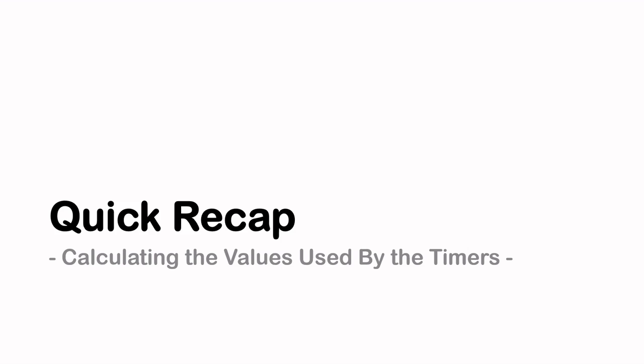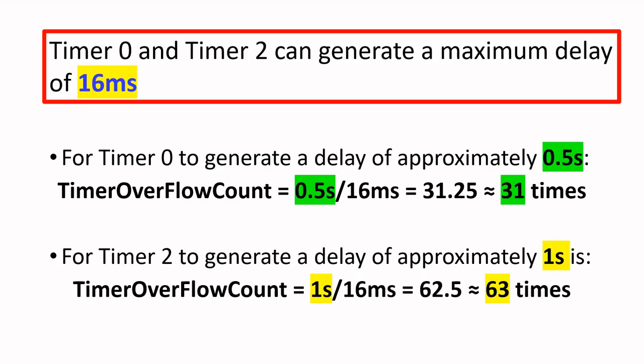Okay, at this point, what I'd like to do is a quick recap of how to calculate the values used by the timers. All right, so for timer 0 and timer 2, the maximum delay that these timers can generate is 16 milliseconds. Now the details of this can be found in my previous videos. As you might know, 16 milliseconds is a very short duration.